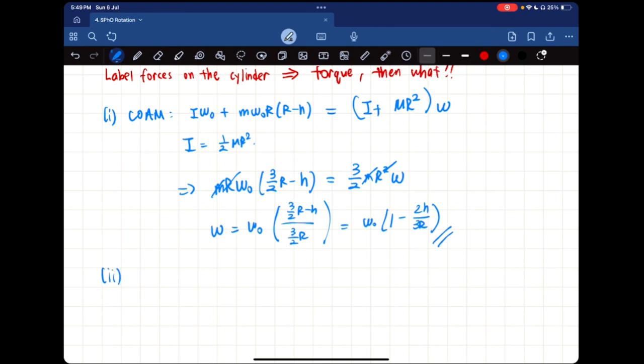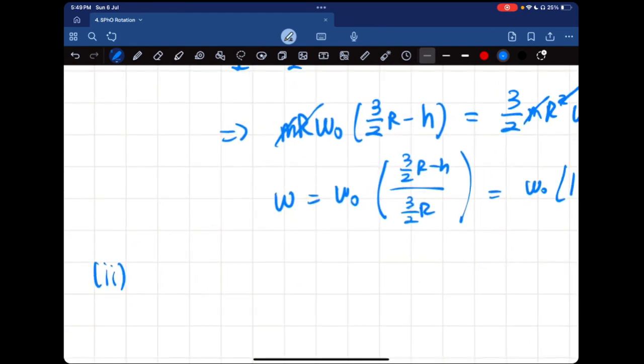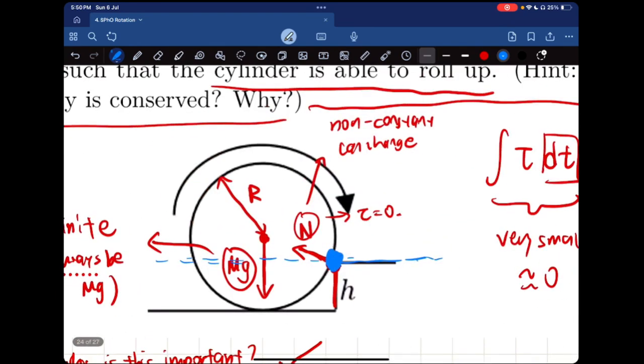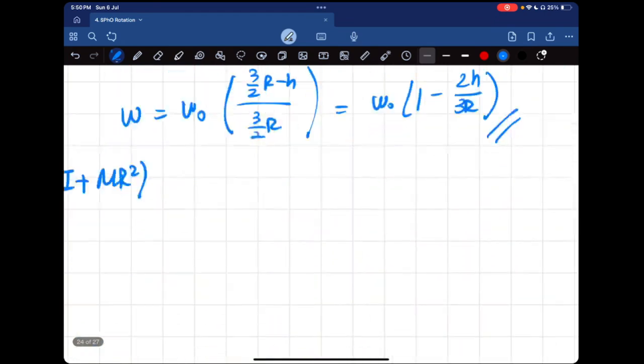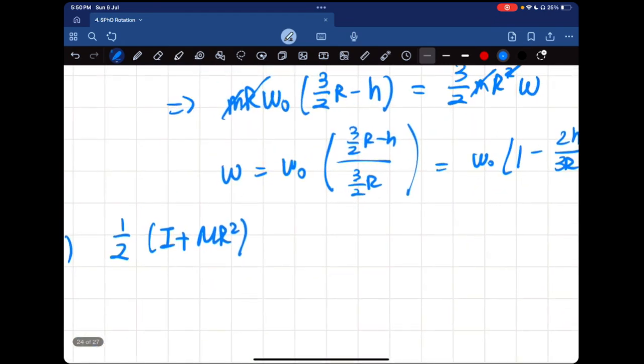Now for part two, after the collision already happened, there's no more dissipation of energy because the collision was the only thing that was inelastic and that dissipated energy. Now you can use energy. So how to use energy? You remember that your rotational kinetic energy exists. So we write this. Remember that we are still taking this point as the rotation point, so your moment of inertia in this case is still I plus mR squared by the parallel axis theorem.